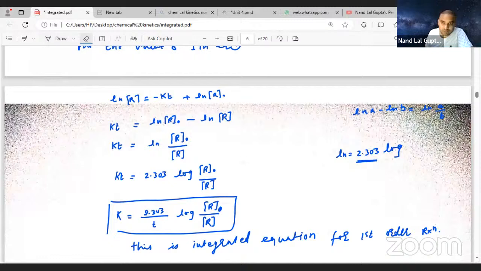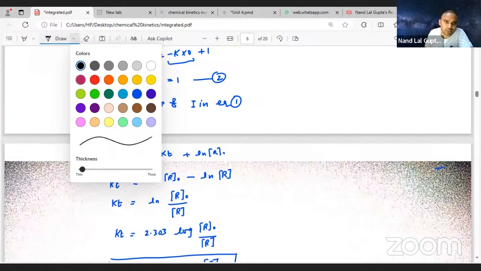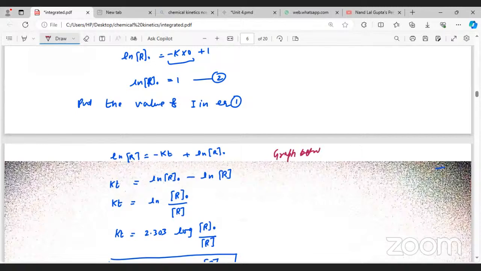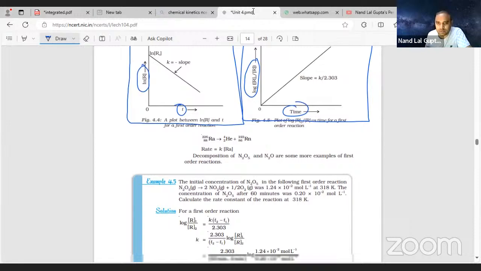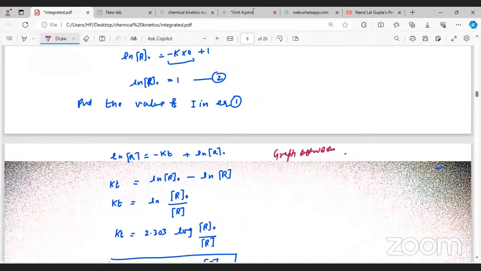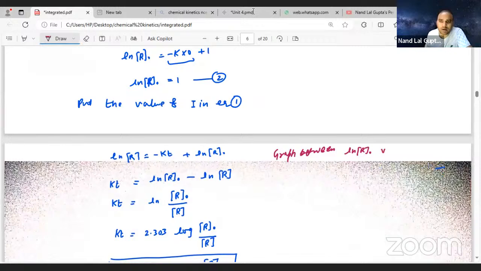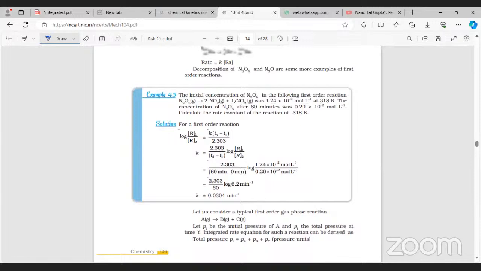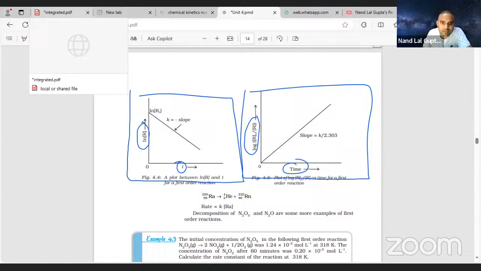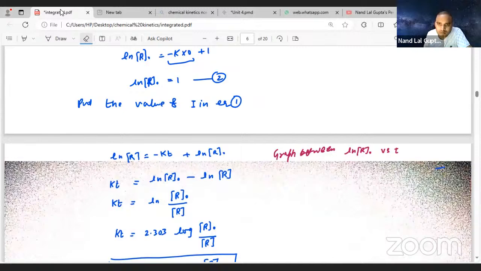Let us try to understand how to draw the graph between two quantities. According to the NCERT book, page number 106 in the old book, the graph between ln R versus time. Which equation can be helpful to draw this graph, ln R versus time?